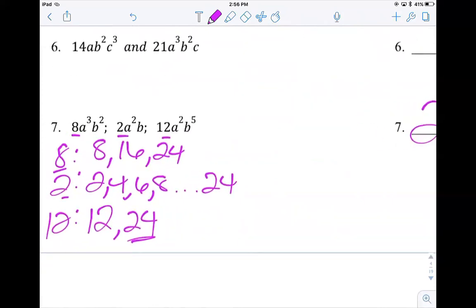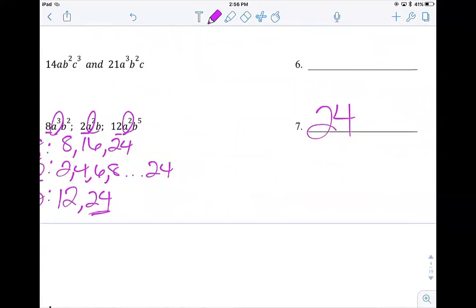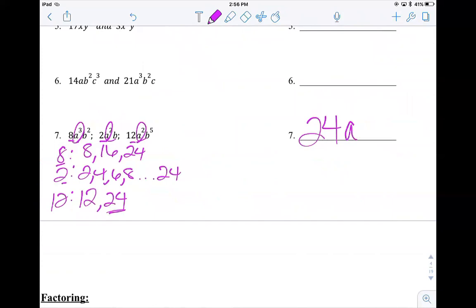Now, looking at our letters, we have an a to the third, an a squared, and an a squared. Well, a to the third is the biggest, so that's going to be in the LCM. Now looking at our b's, we have a b squared, a single b, and a b to the fifth. So we're going to take the biggest one, which is b to the fifth.